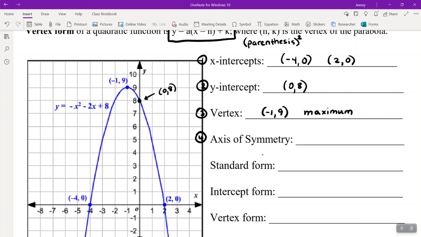Who's sharing? Raise your hand. Keelan, you moved your hand. Don't put your hood on. No hoodies in class. So what is it? x equals?